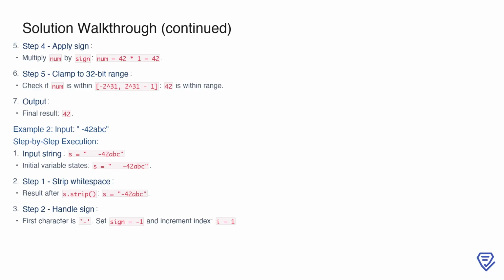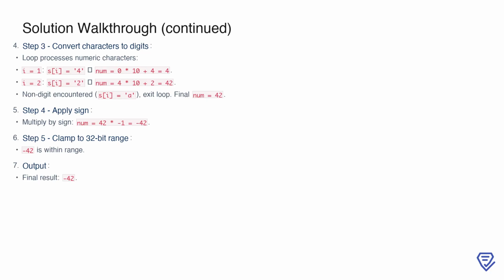In the second example, the input string is -42abc. The initial string contains leading spaces, so after applying strip, the result becomes s equals -42abc. Next, we handle the sign. The first character is a dash, so we set sign equals -1 to indicate a negative number, and the index is incremented to 1. In step 3, we start converting numeric characters to digits.